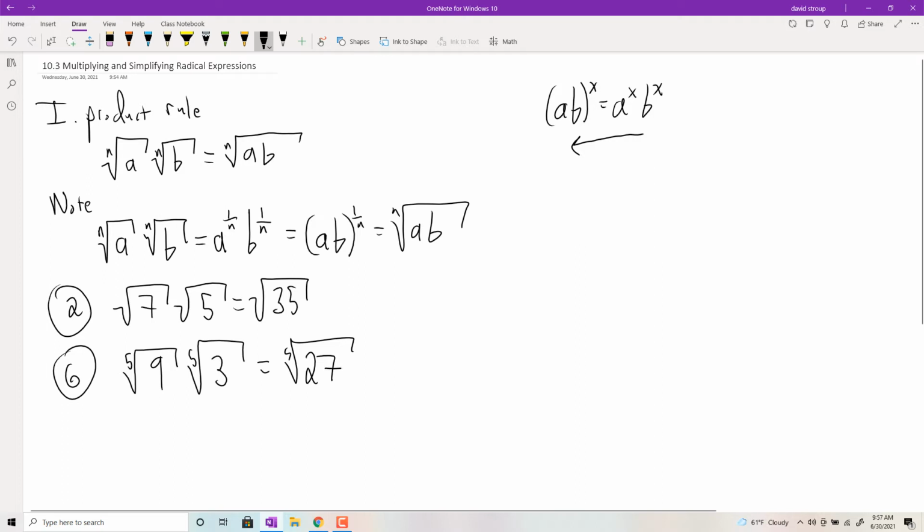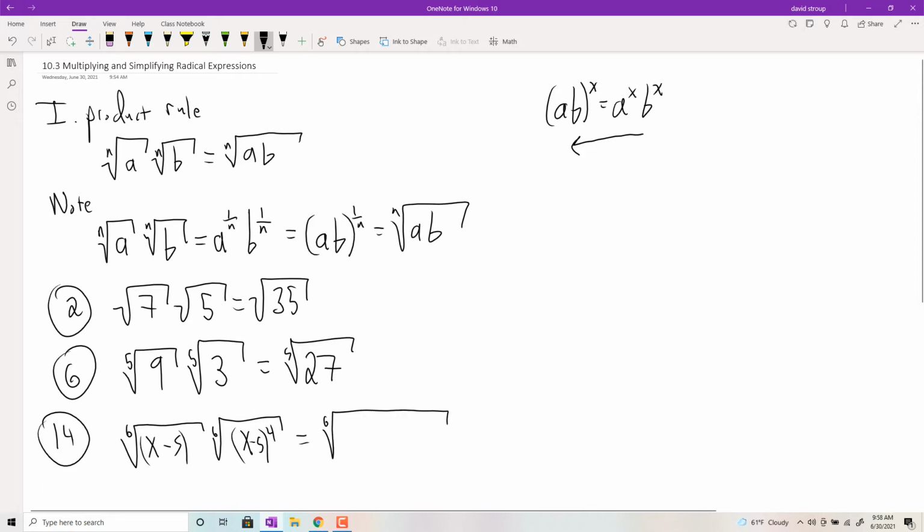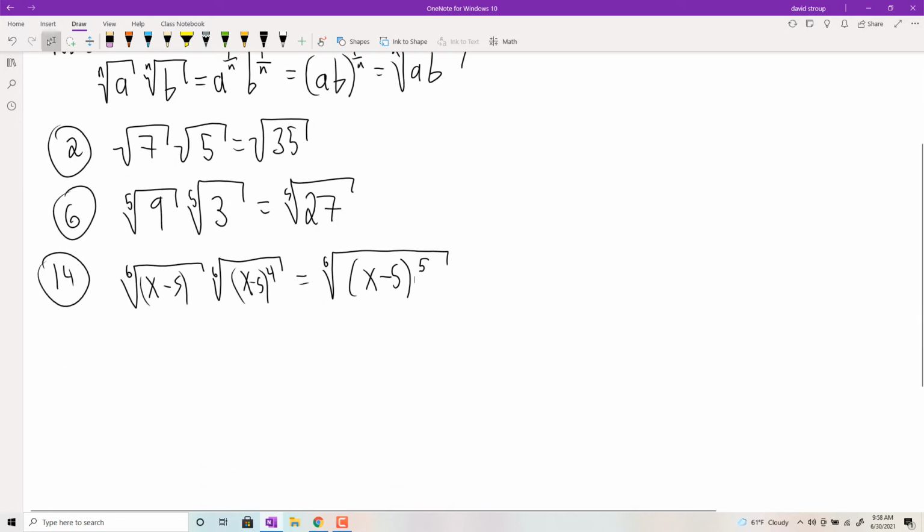Okay, here's 14. We have a binomial this time inside our roots. So the sixth root of x minus 5 times the sixth root of x minus 5 to the fourth. We can rewrite this as the sixth root of x minus 5 to the 1 plus 4, which is 5, just adding exponents using our exponent rules.